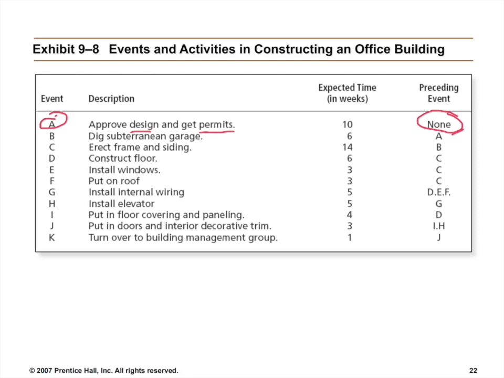That means the preceding event. If you want to do activity B, you have to complete activity A. That's the meaning of preceding event. When you want to do activity D, you have to complete activity C before. You have to complete activity C, then you can start activity T. That's the meaning of preceding event.